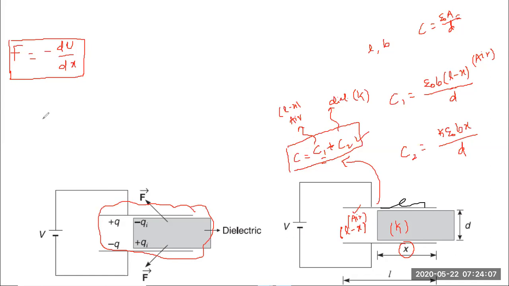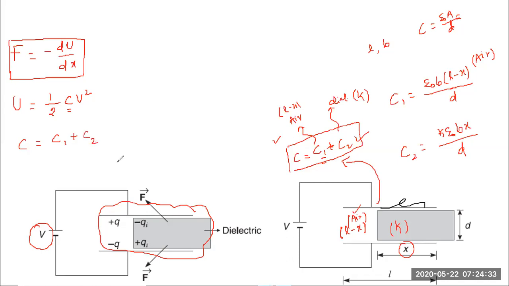Okay, U is the energy stored in the capacitor with dielectric. Therefore, U can be written as half C V square, where V is a constant voltage or constant EMF applied across the plates of the capacitor. But for finding C, we can use this formula. Therefore, C is equal to C1 plus C2.